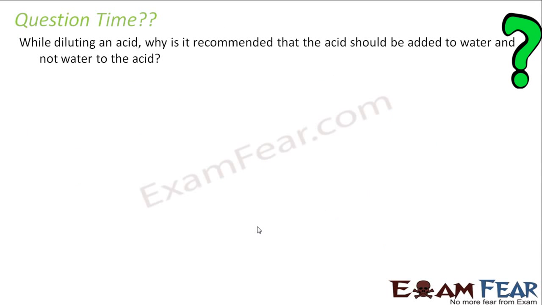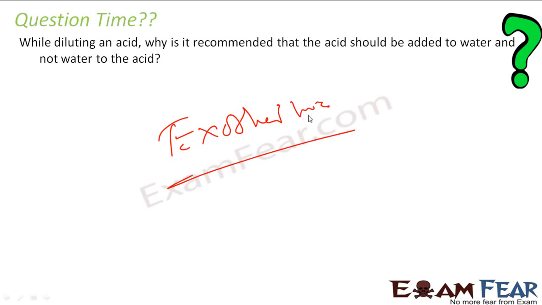While diluting an acid, why is it recommended that acid should be added to water and not water to acid? Because this whole thing is an exothermic process. It gives a lot of heat, right? So if you have a huge amount of acid, let's suppose 1 liter, and you put some water in this, it may burn, it may burst, right?